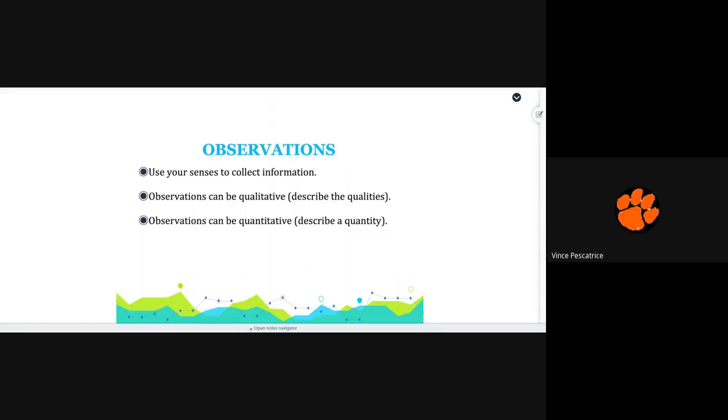So your observations can be broken down into two different sections. One is a qualitative observation, and the other is a quantitative. So a qualitative describes qualities. All right, so qualities are things you observe with your senses. That's what we just talked about. So those are like, all right, it is blue, it is tall, this thing is wide, it's far away, it's heavy. So those are the things that we're looking for in a qualitative one.